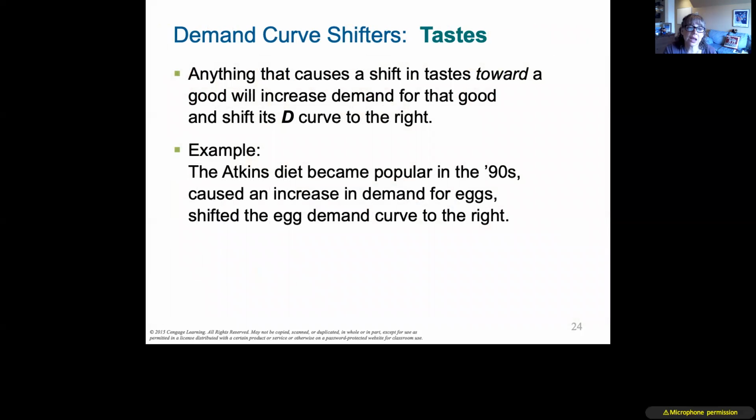Tastes. Anything that causes a shift in taste towards a good will increase the demand for that good and shift it to the right, right? Because people are thinking they should buy more of something because people's tastes are moving in that direction. An example of this is the Atkins diet. In the 90s, it was really, really popular. One of the proponents of the Atkins diet was eggs, because eggs were considered by Atkins to be a perfect source of protein. So it increased the demand for eggs. It was fashionable to eat eggs. So the entire demand curve shifted to the right due to taste and preferences.